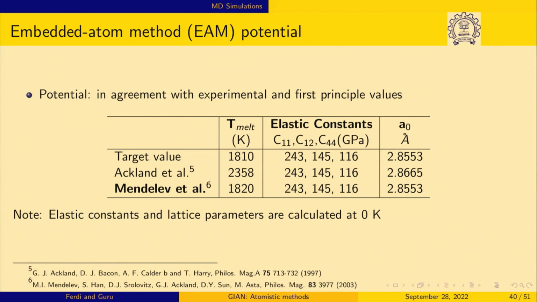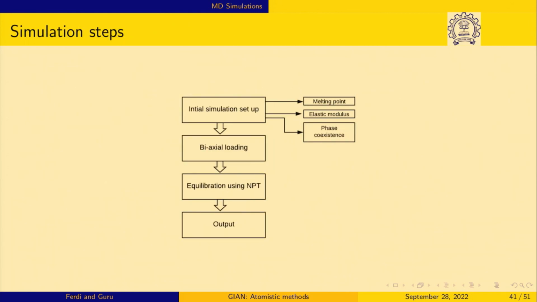So, that is why I need the moduli, and I need the moduli at the melting temperature, I need the moduli at some 1810, 1820 and so on. Okay. So, that is why in the initial simulation you first evaluate the melting point, then you evaluate the elastic modulus at that point, then you set up a simulation with phase coexistence, then you apply biaxial loads on the solid and it adjusts, and after it equilibrates, then you start taking the data.